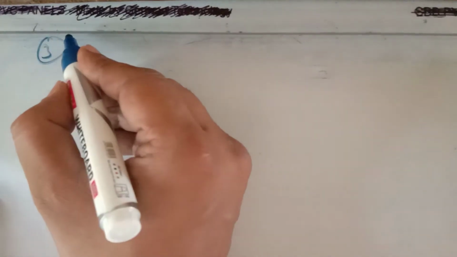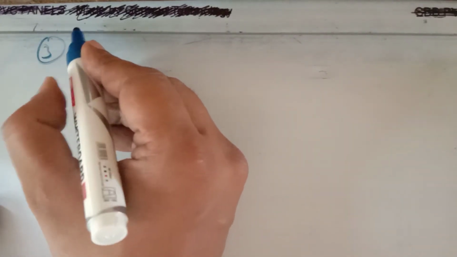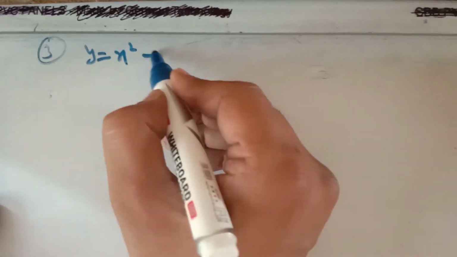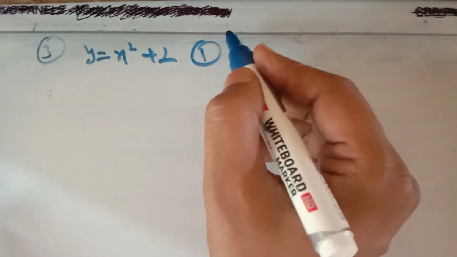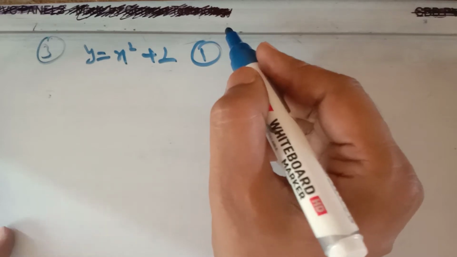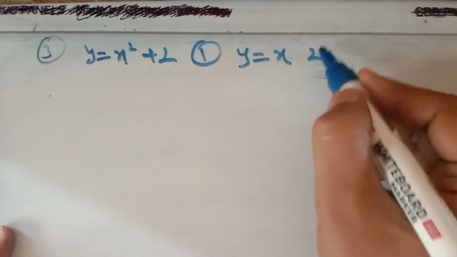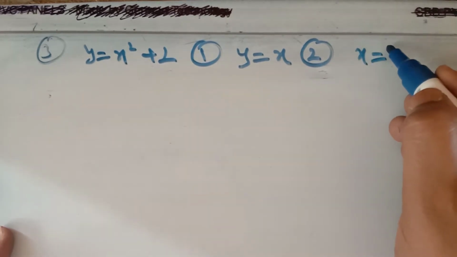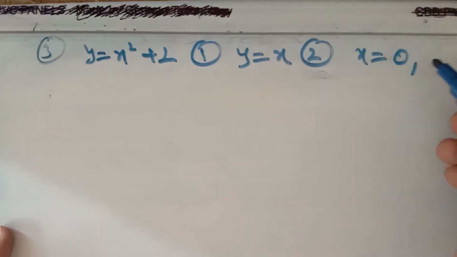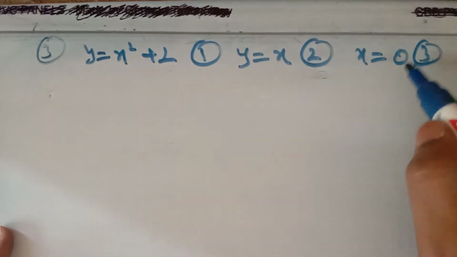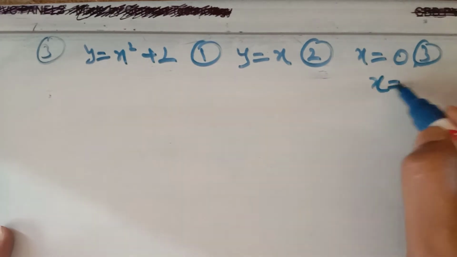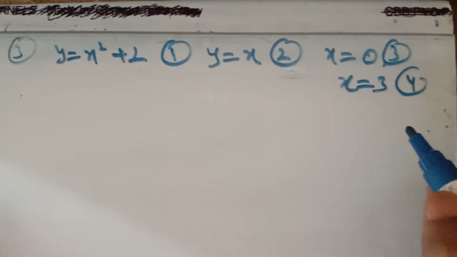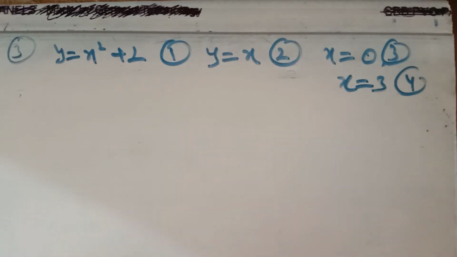Now question number 3. In this exercise, you have to find the area bounded by y is equal to x square plus 2. This is the first curve. Then we have y is equal to x, which is a straight line passing through the origin. And then we have x is equal to 0, that is the y-axis. This is the third curve we can say. And the fourth curve given is x is equal to 3. I think there are 4 curves in this.